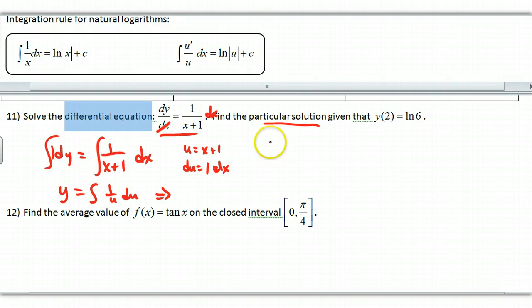So I'm going to end up with, I'm going to put it way over here, y is equal to ln of x plus 1 plus c. Don't forget your plus c. This is called the general solution again.